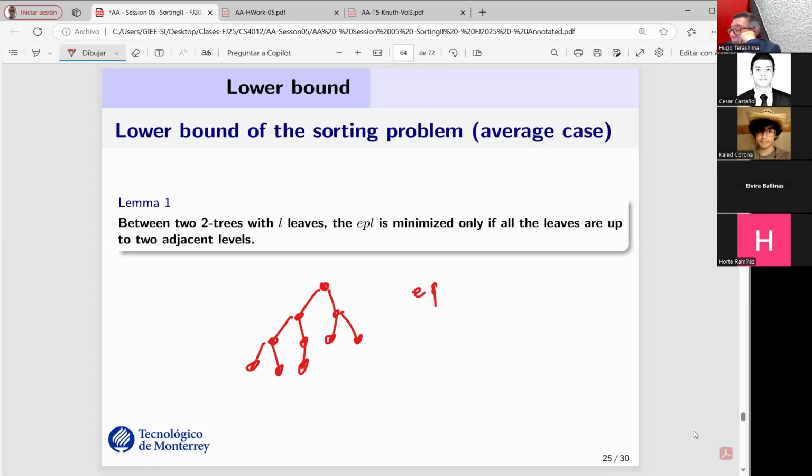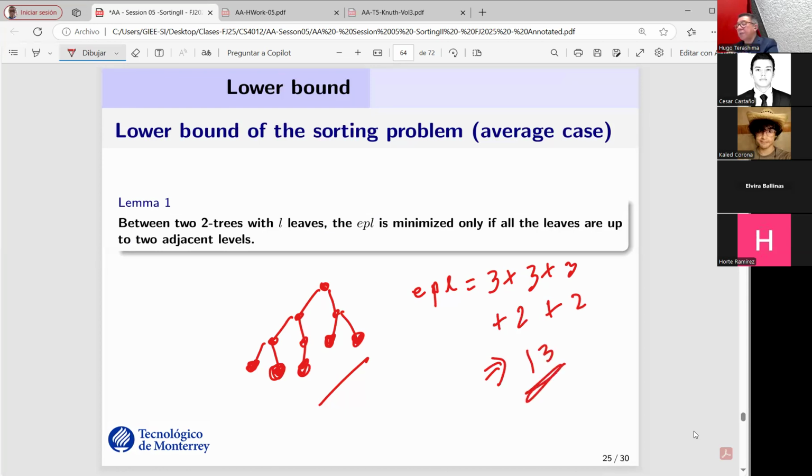So what is the EPL for this tree? To this node is 1, 2, 3. To this node, 1, 2, 3. To this node is 3. To this node is 2, and to this node is 2. So the EPL for that tree is 13, the sum of all paths from the root to the leaves.